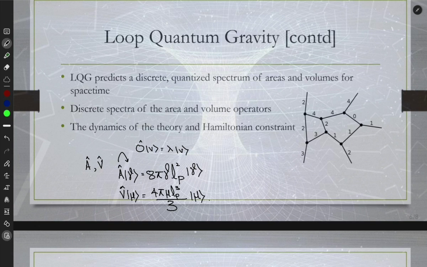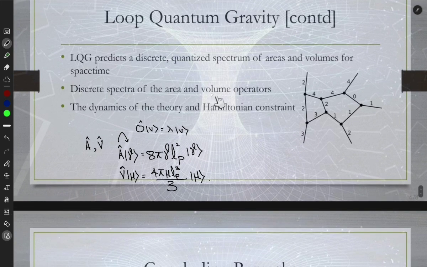Okay, now the dynamics of our theory are determined by the evolution of spin network states. You know that when you study quantum mechanics and you want to understand the evolution of states, you do that by acting with the Hamiltonian operator on a state, and it shows you how the state evolved, right? So the Hamiltonian operator plays an important role. Even in this theory, the dynamics are covered by the evolution of the spin network states, and that is governed by the Hamiltonian constraint, right?